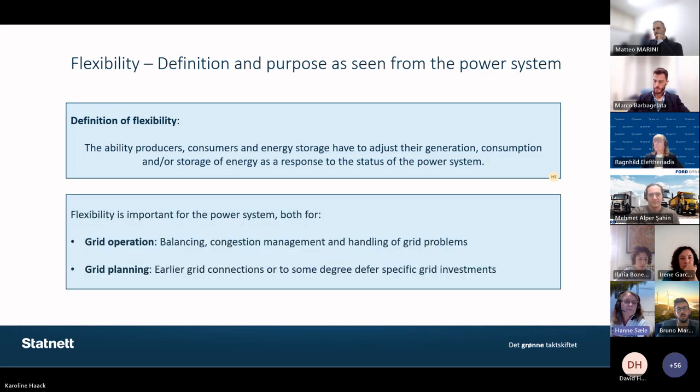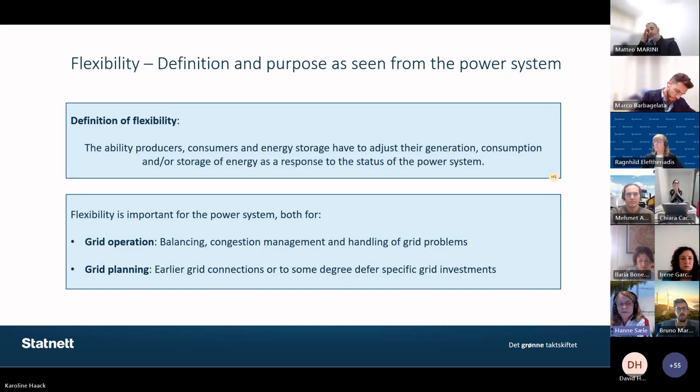And flexibility is important for the power system, both for grid operation, for example, for balancing the power system. There should always be a balance between consumption and generation. And also using flexibility for congestion management in the grid and also handling grid problems, for example, such as voltage problems.